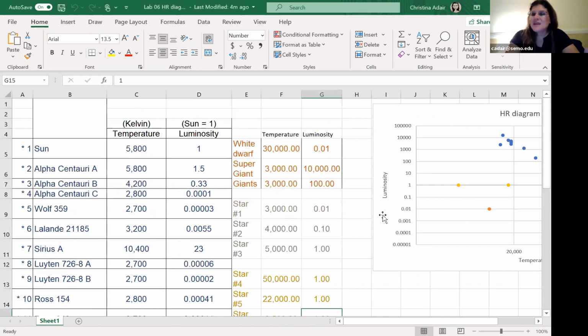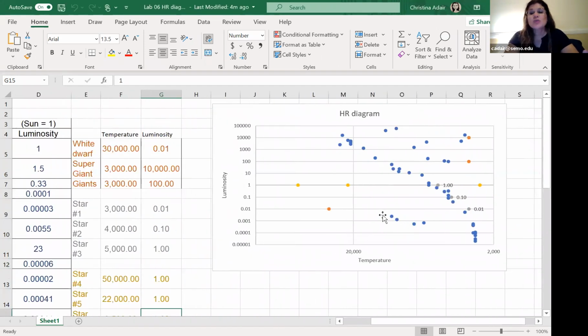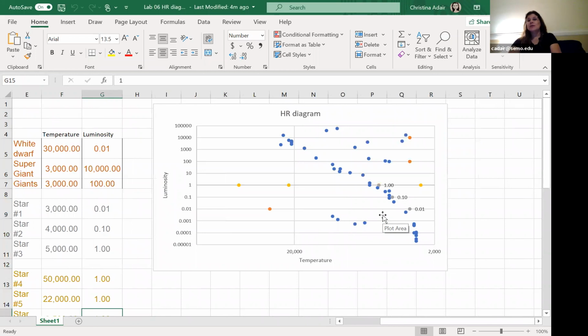So if we examine the 45 blue stars again, oh, you should open your book to the HR diagram section. I can't remember which chapter that is. It's the one on stars. It might be chapter 9. Hold on. It might be 9 or 10.